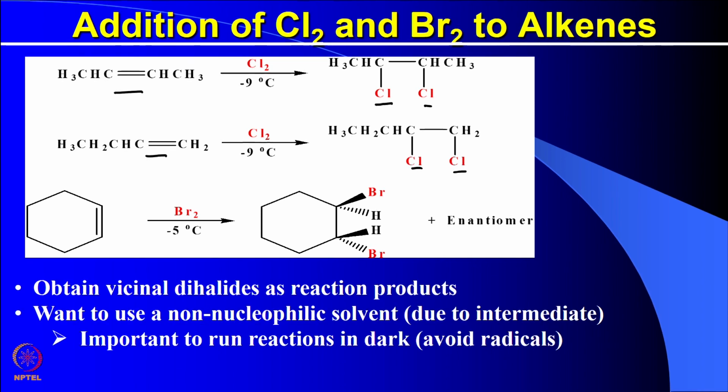If we add bromine to a cyclic compound, it is very easy to predict that the addition of bromine can take place from top and bottom. But what we see is that the addition of two bromine atoms is in anti position, and the corresponding other enantiomer is also formed. So in these reactions we get vicinal dihalide as reaction product.